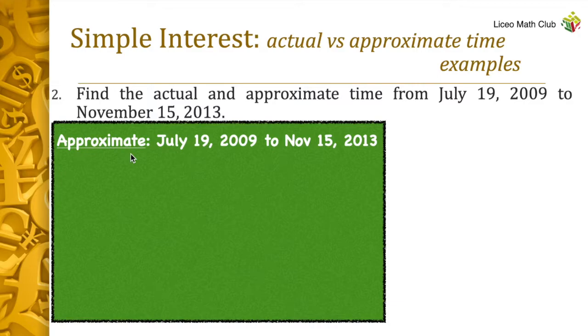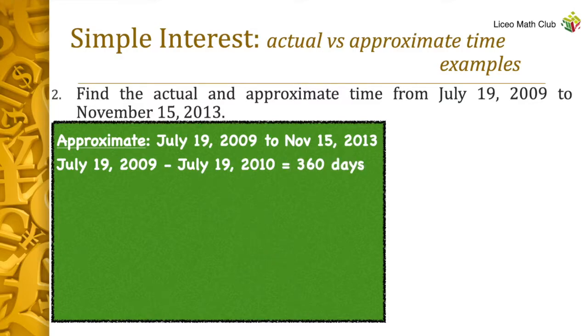And using that knowledge of approximate time, we have 30 days a month. How many months are there in a year? That's 12. 12 times 30 is going to give us 360. So therefore, July 19, 2009, going 1 year on that same date, we have made 1 year already here. So we have July 19, 2010 now. So that's 360 days in the approximate time, since every month is only worth 30 days.